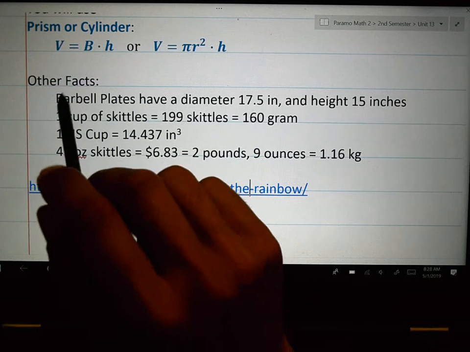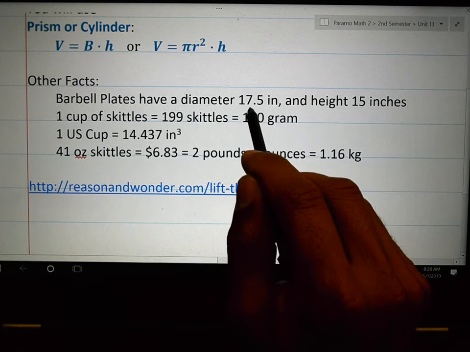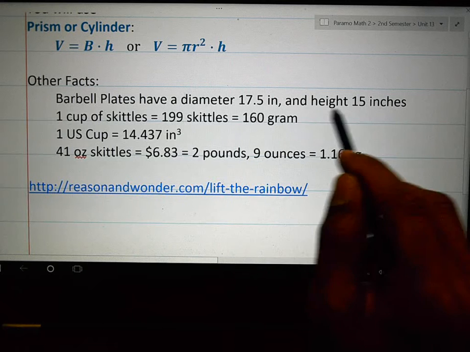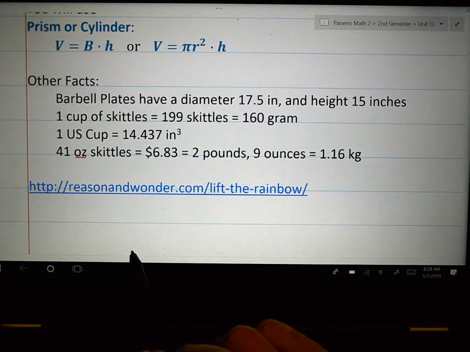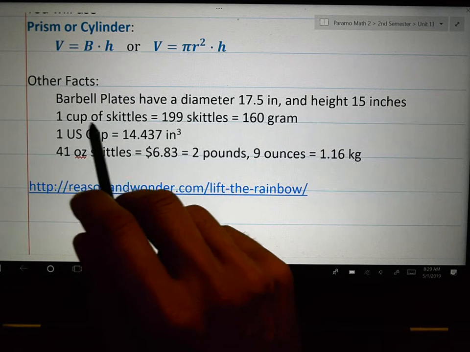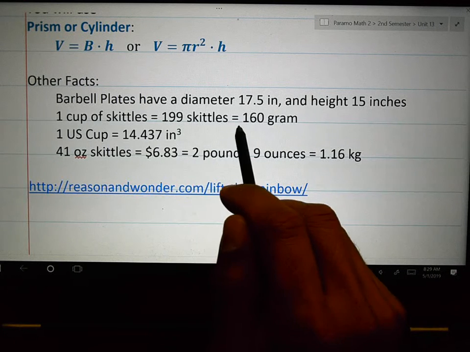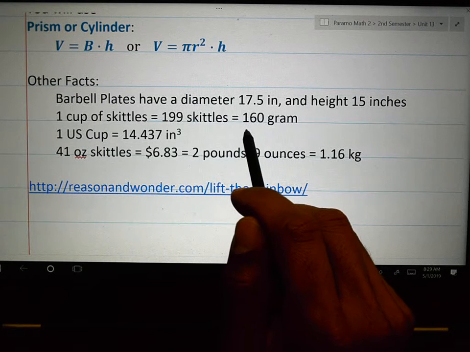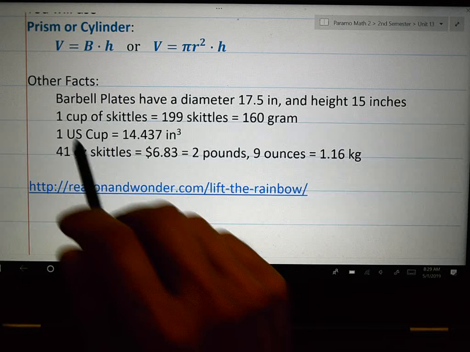Other facts that you are going to need to know. Barbell plates have a diameter of 17.5 inches and a height from one base to the next of 15 inches. I'll show you what I mean. 1 cup of Skittles is about 199 Skittles, and that's about the same thing as 160 grams. We're going to use those facts as we do this problem.